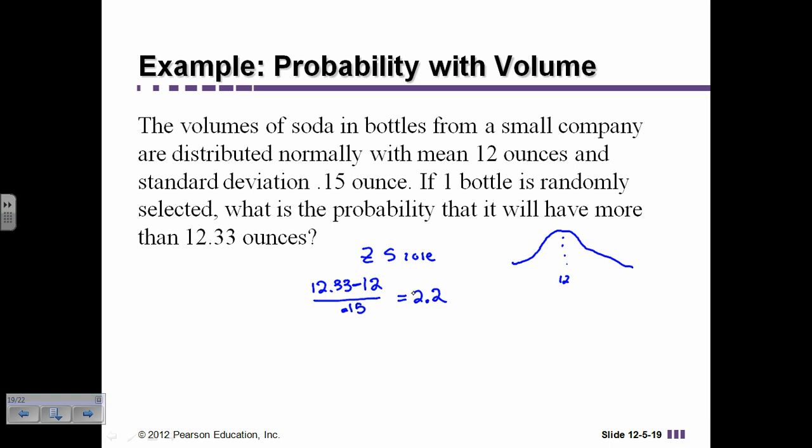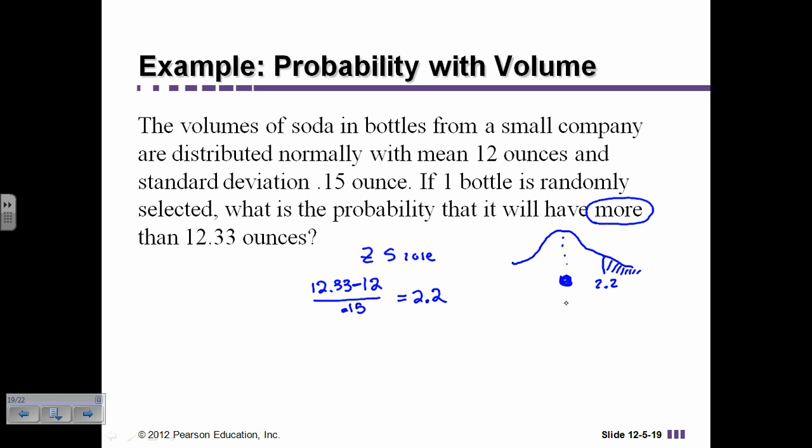Okay, so now we want to know what's the probability that it will have more than 12.3 ounces. So our z-score is 2.2, and we're wanting to know what's the probability that the area is over here. Remember, this is 0 because this is our average. So we're wanting to find this value here. So remember, we have to do the 0.50 minus the value that we get from the chart.